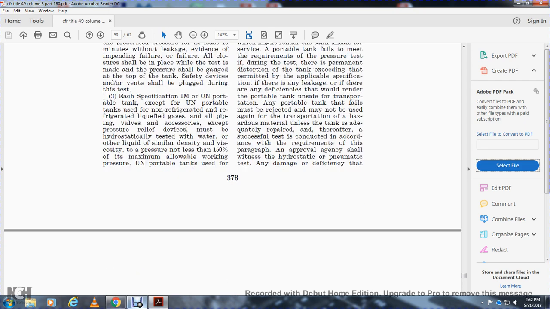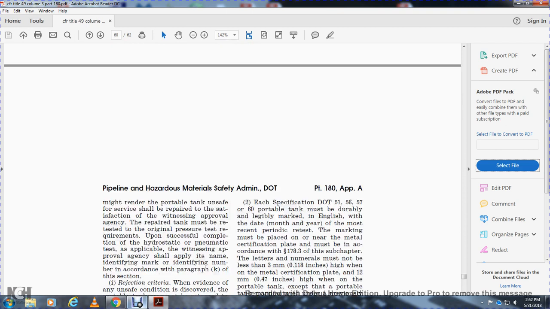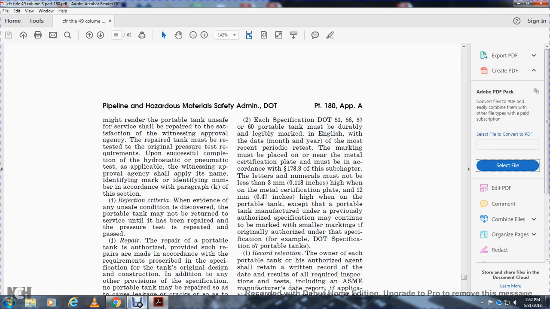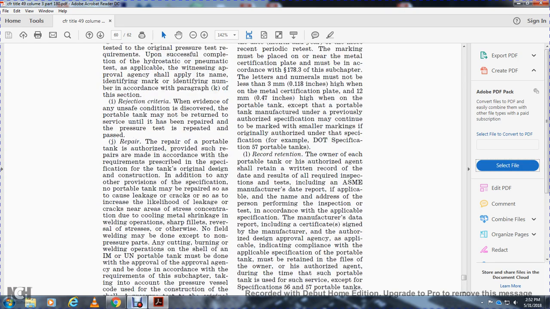After repairs, hydrostatic or pneumatic testing must be conducted in accordance with the requirements of this paragraph, witnessed by the approval agency, and any damage or deficiency that rendered the portable tank unsafe must be repaired to the satisfaction of the agency. When approved by the agency, the tank must be retested to the original pressure test requirement. Upon successful completion of the hydrostatic or pneumatic test, the applicable approval agency witness shall apply their name and identification marker and identifying number in accordance with paragraph K of this section. Rejection criteria: with evidence of unsafe conditions discovered, the portable tank may not be returned to service until it has been repaired and the pressure tests are repeated and passed.